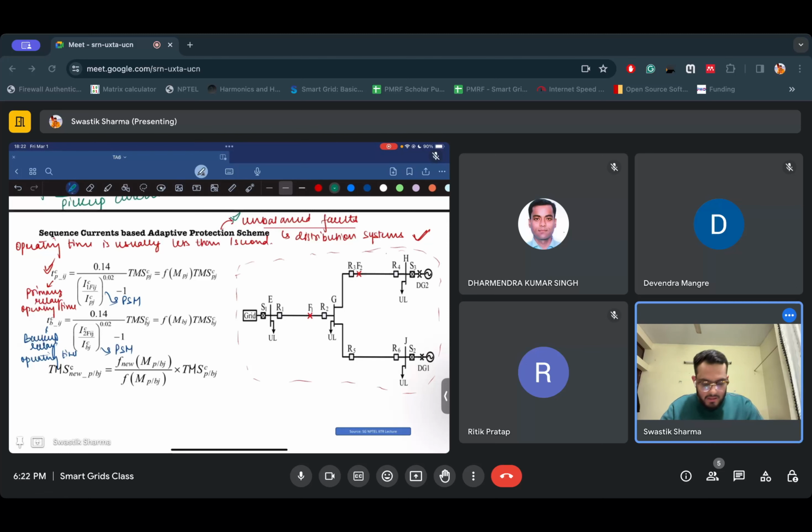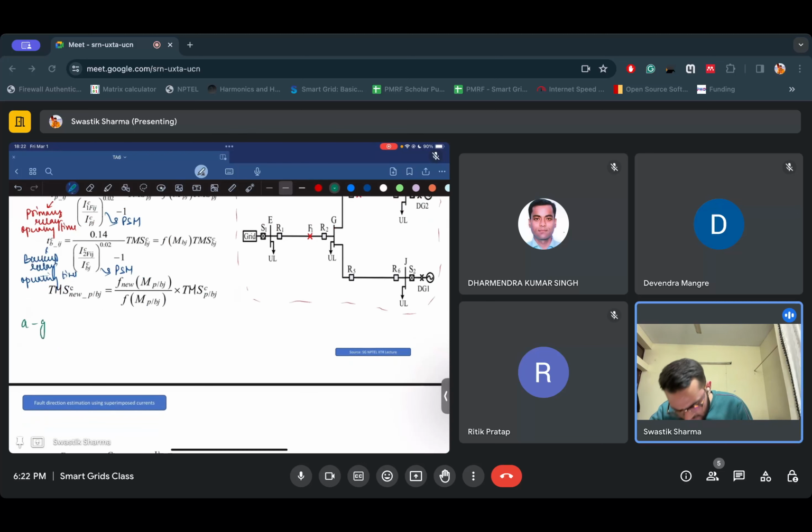So when an unbalanced fault occurs, what is an unbalanced fault? A single phase to ground fault, A to G fault, B to G fault, or let's say an ABG fault, two phase faults. If an unbalanced fault happens within the system, the negative sequence quantity will be there. But if there is a three-phase to ground fault, this is a balanced three-phase fault, right? For a balanced three-phase fault, the negative sequence current component will not be there anymore. So you won't be able to calculate the operating time for the backup relay.